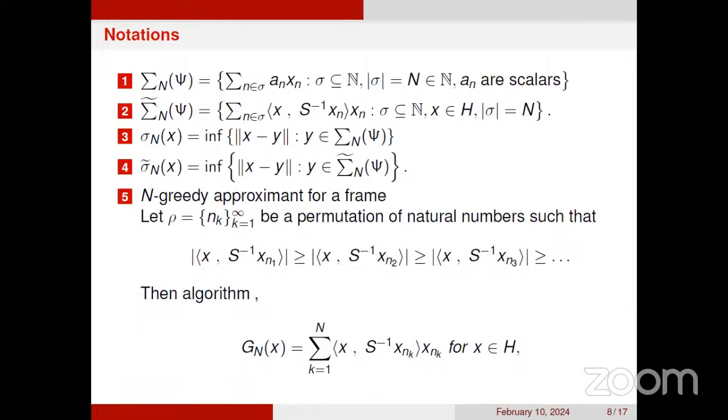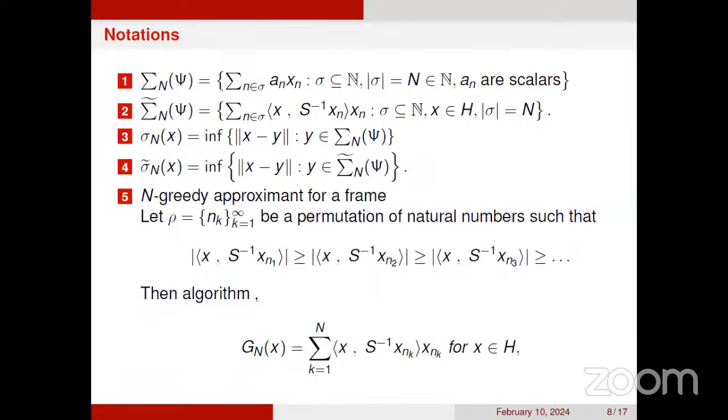Here is some basic notation which will be used throughout this presentation. Sigma_n and tilde sigma_n are the sets of all linear combinations of length n of elements x_n with a specific type of coefficient, and sigma_n and tilde sigma_n are the best n-term approximation and almost best n-term approximation. And the last one is the n-greedy approximant for a frame.